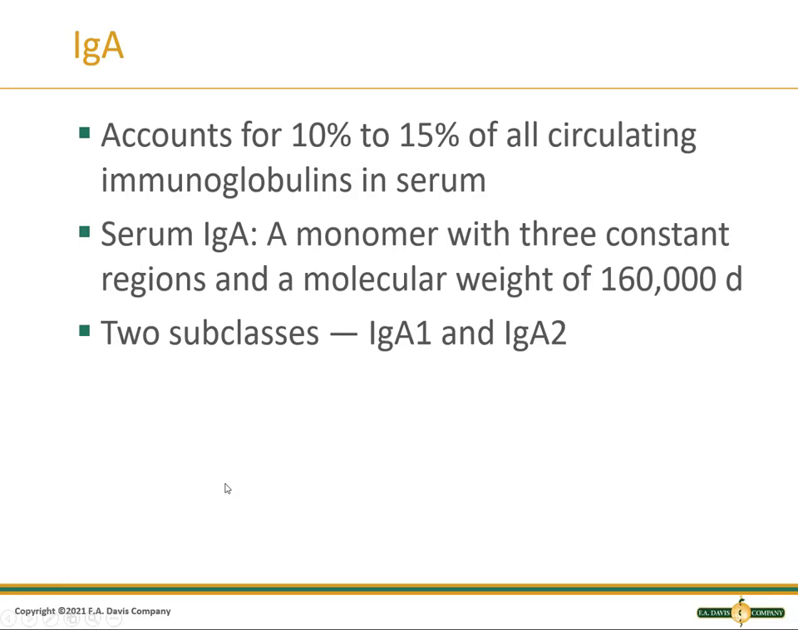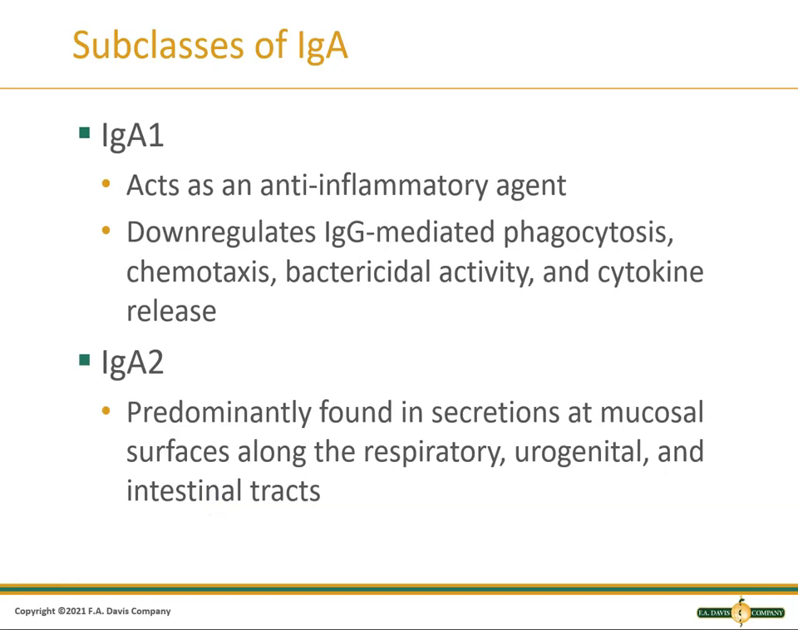Now, IgA is, you can see, only 10 to 15% of the immunoglobulins. Most of the serum IgA is a monomer with 3 constant regions, and you can see the molecular weight. There are 2 different subclasses of IgA, 1 and 2. So IgA1 is a very good anti-inflammatory agent. It actually can slow down how IgG is initiating phagocytosis and chemotaxis. In other words, it controls the inflammatory response, because we just said it's an anti-inflammatory agent. So it keeps it in check, because you don't want stuff to go too overboard.